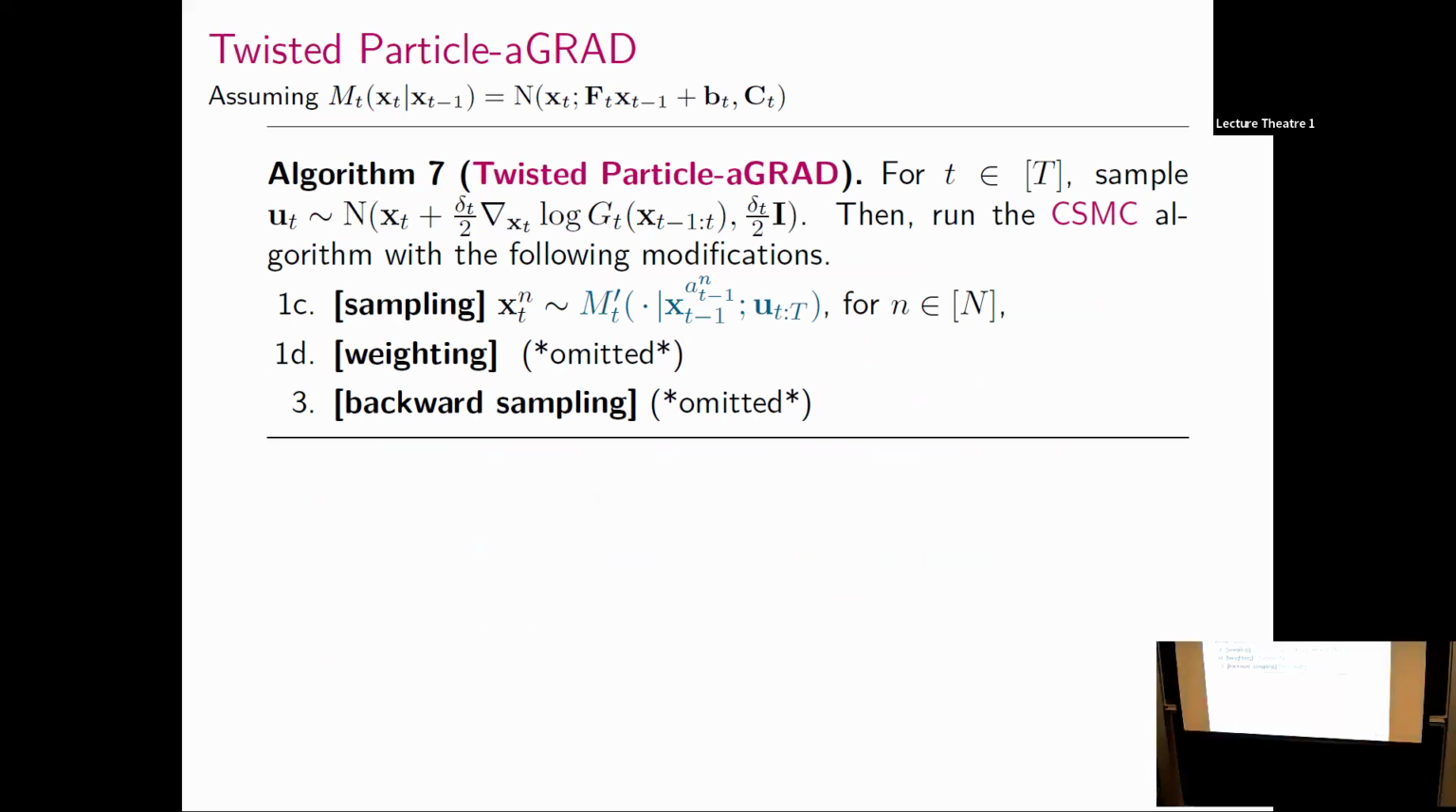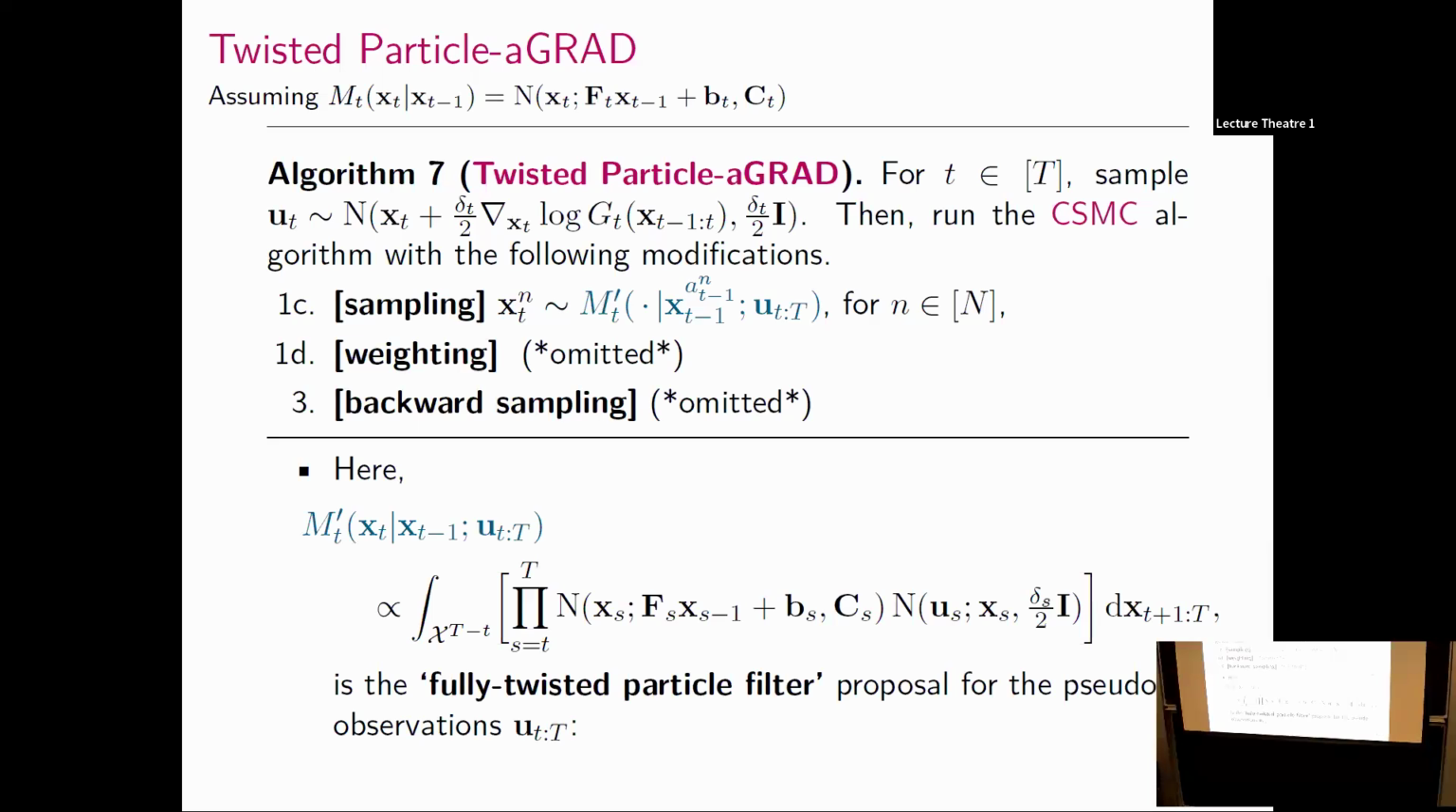In this case, it's more convenient to sample all the auxiliary variables first. And then in the particle filter, we sample the particles from some mutation kernel M prime here, which now depends on the current and all future auxiliary variables. What this really is, is nothing other than the fully twisted particle filter proposal for the pseudo observations U_t, my auxiliary variables as pseudo observations. So essentially now, the proposal utilizes information contained in all the future auxiliary variables.